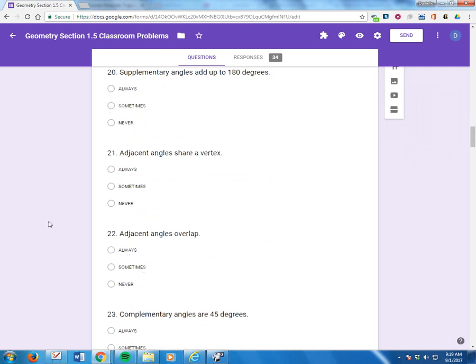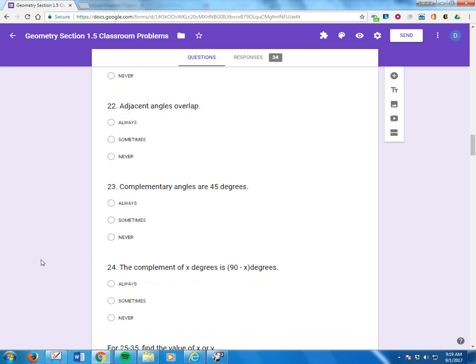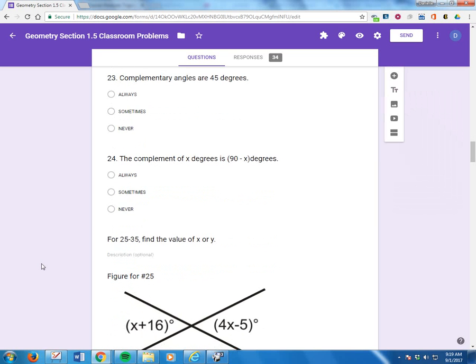Adjacent angles share a vertex, true. Adjacent angles overlap, false. They're next to each other, but they don't overlap. Complementary angles are 45 degrees, no. Sometimes. If you get two angles that are 45, they'd be congruent. The complement of x degrees is 90 minus x, true.